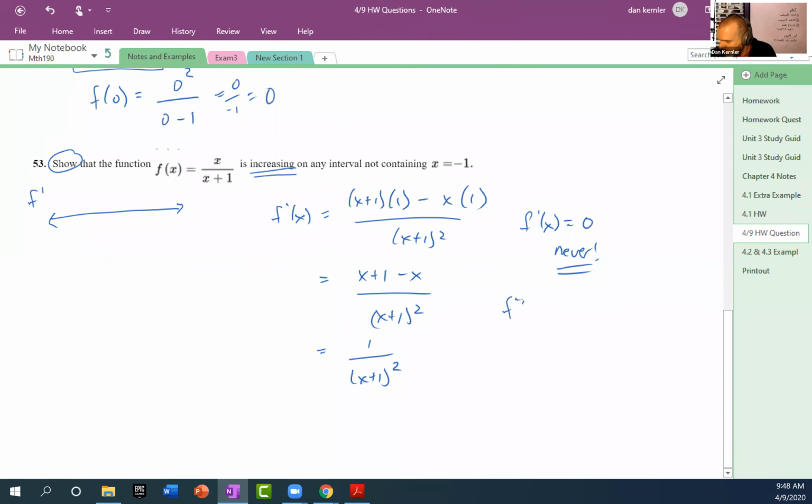But the derivative f prime of x does not exist at x equals -1, which is also the vertical asymptote of the original function. So the only really interesting split point on your number line here for the derivative chart is -1, which is the vertical asymptote.